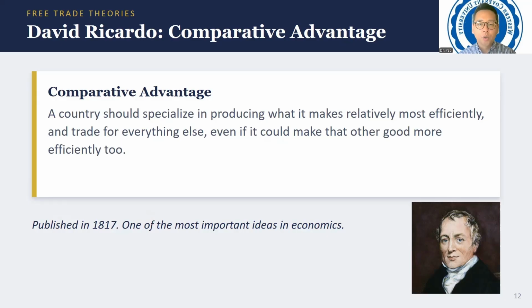This is true even if that country could actually produce the other good more efficiently than its trading partner. In other words, even a country that is better at making everything should still specialize and trade, because trade lets everyone use their time and resources in the most productive way possible. This sounds a little strange at first, so let us walk through an example on the next slide.